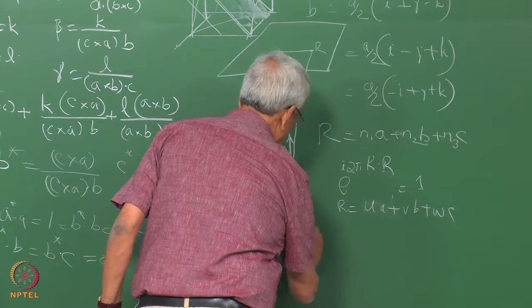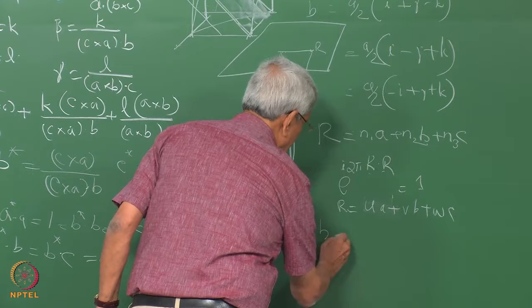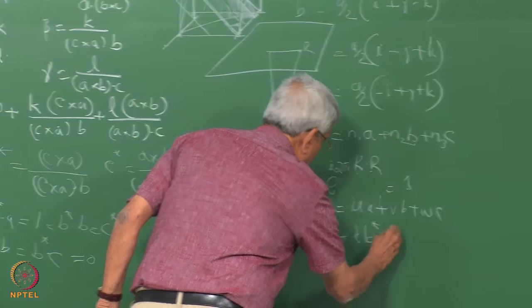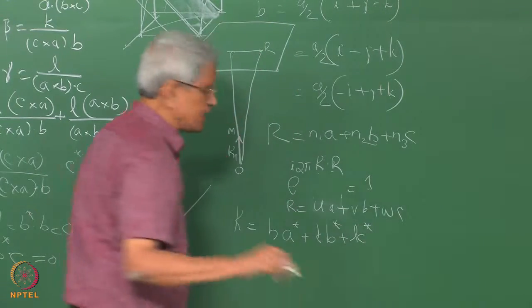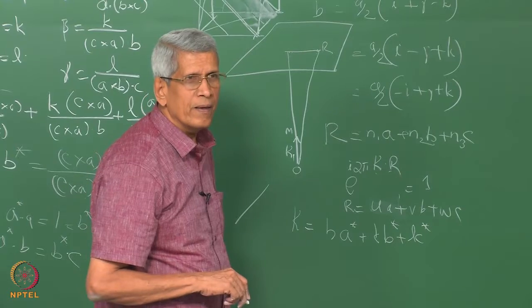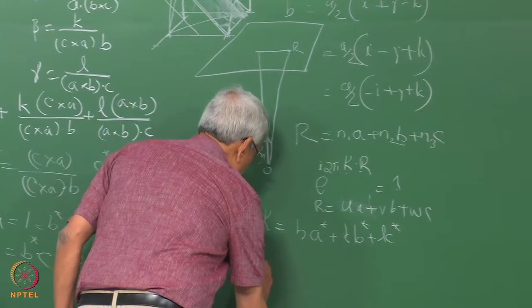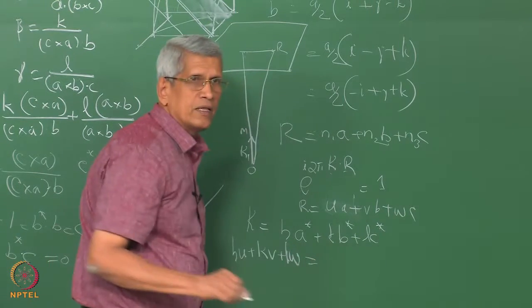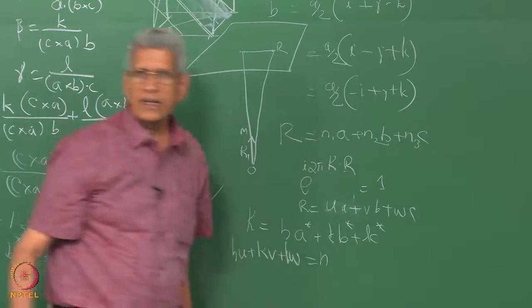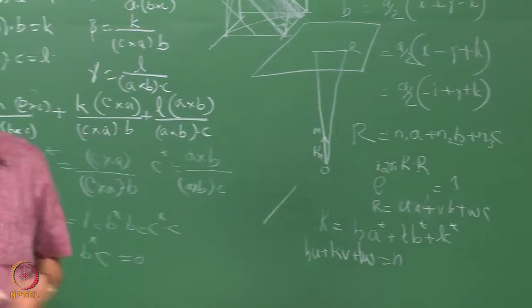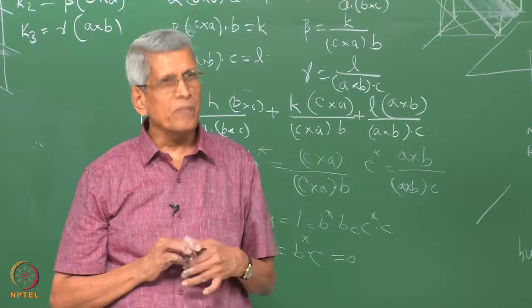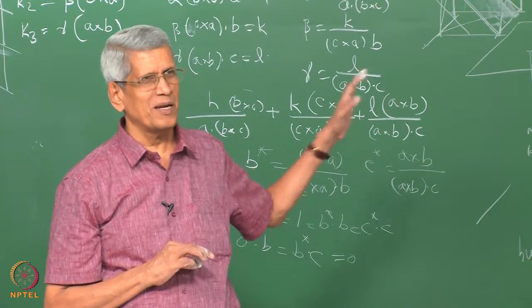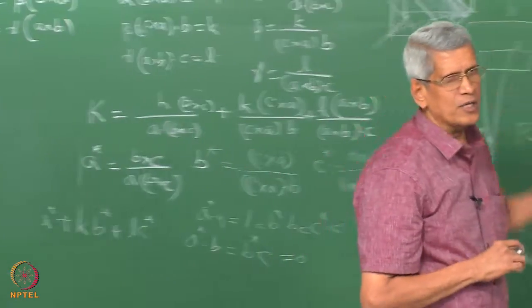And then K we represent as H into A star plus K into B star plus L into C star, correct? If you take that K dot R, what will it turn out to be? It will turn out to be HU plus KV plus LW, right? This turns out to be N. You will all be familiar with this equation, which you call the Weiss zone law, right? The zone law is also nothing but a relationship between a real lattice and a reciprocal lattice.